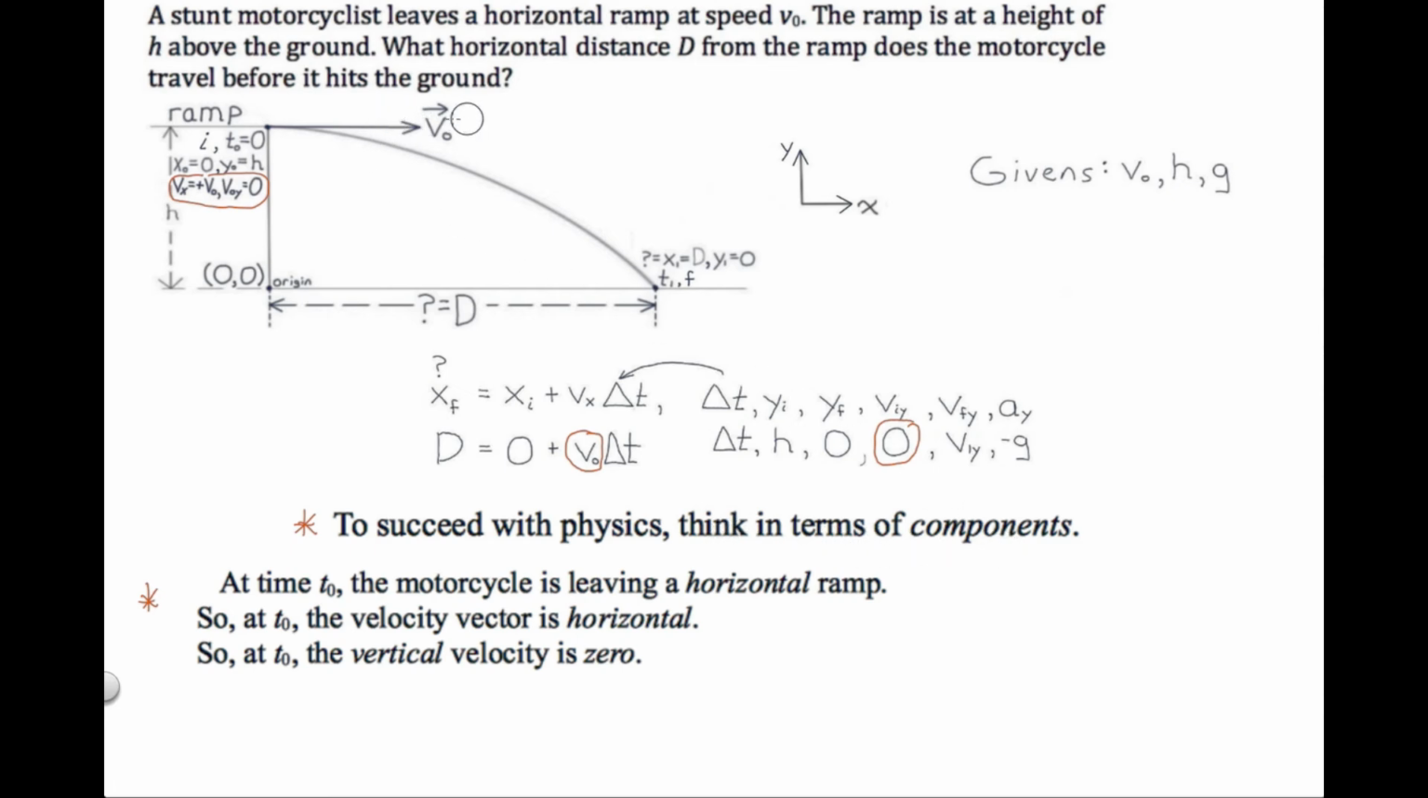We had to break the motorcycle's initial velocity into components. Because the motorcycle jumps off a horizontal ramp, the motorcycle's initial velocity is horizontal. Because the initial velocity is horizontal, the initial vertical velocity is 0. And the magnitude of the motorcycle's horizontal velocity throughout the jump is equal to the motorcycle's initial speed, which is represented by the symbol v sub naught, written without an arrow on top.